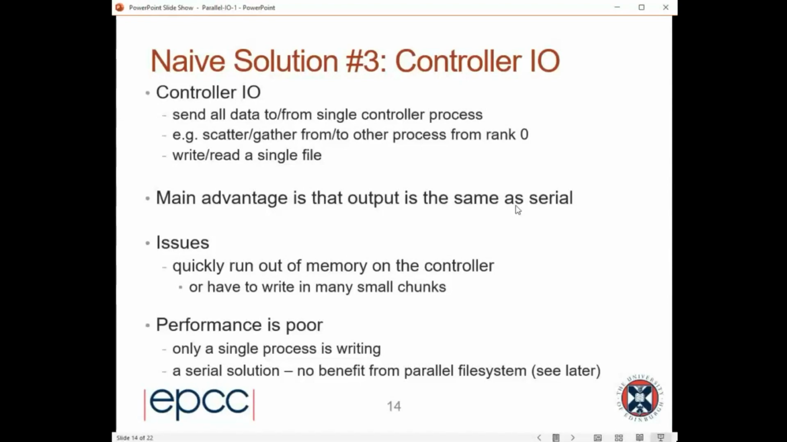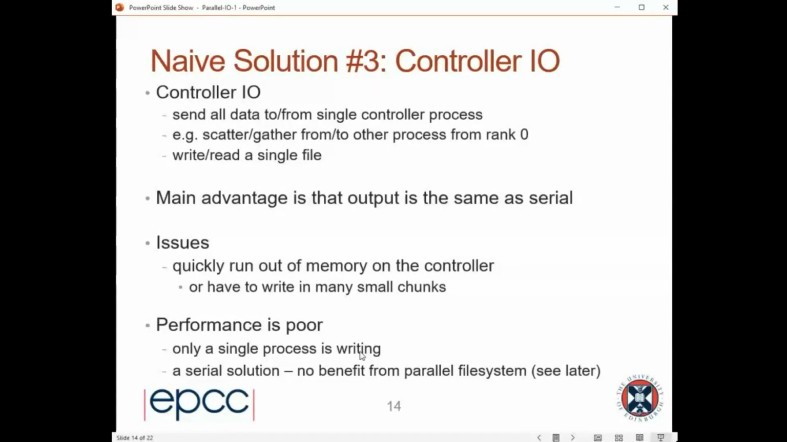However, there are two issues with this. First of all, we quickly run out of memory on the controller. The controller process has to be able to store all the data, the entire parallel simulation data, in its memory. That's unlikely to be possible. Typically, each process on ARCHER2 has a few gigabytes. Your data set's going to be much bigger than that globally. So then you have to write out in small chunks, which becomes difficult to manage. But we'll see later the performance is poor.